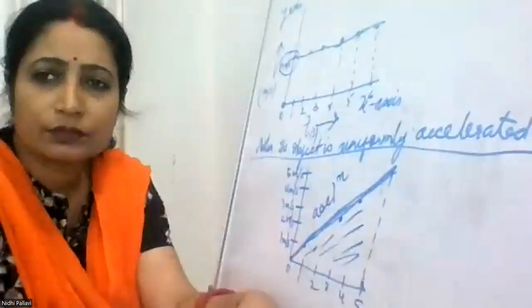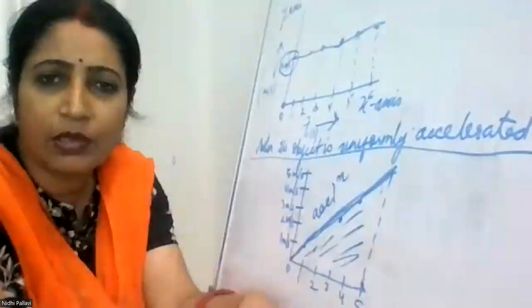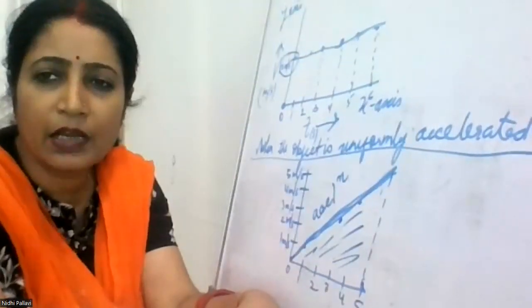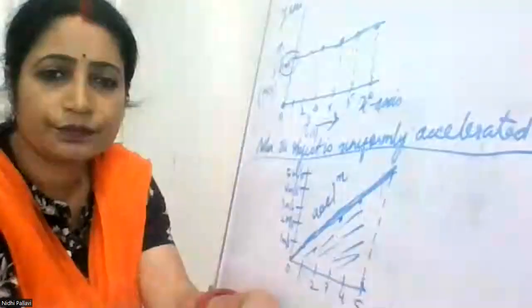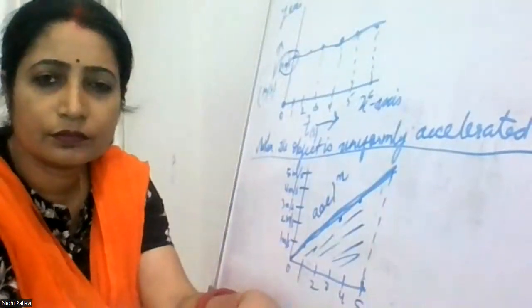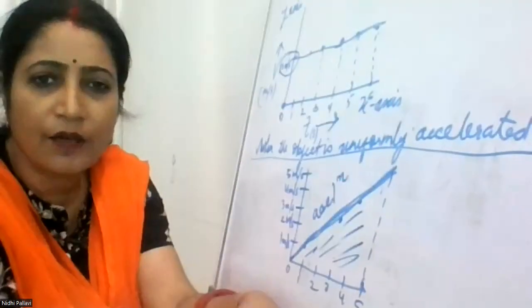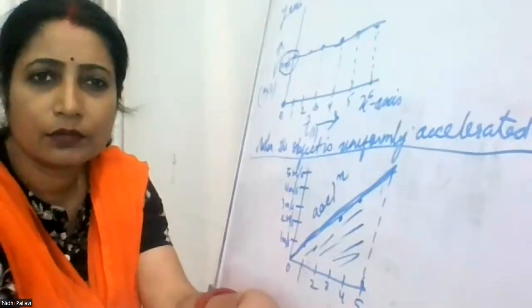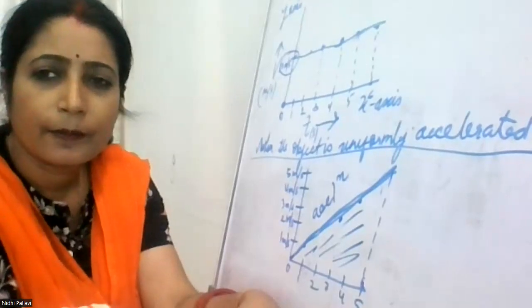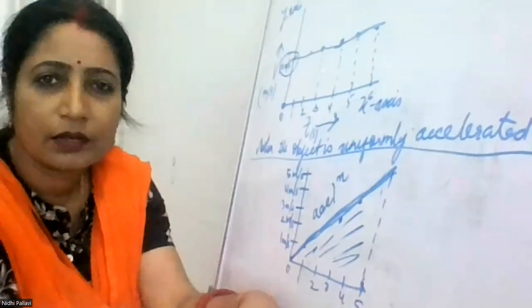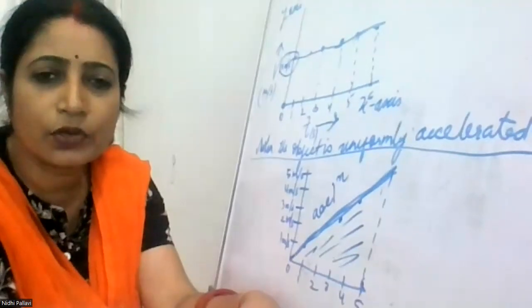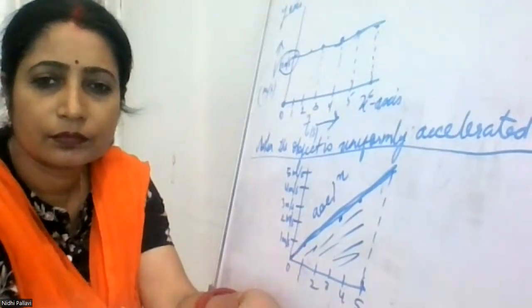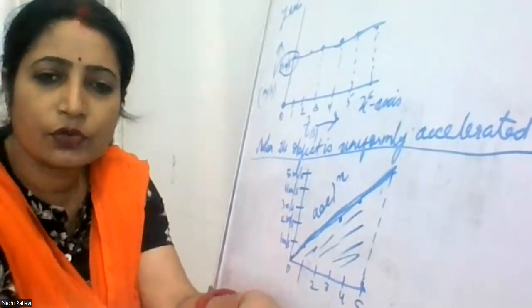You will get what? Tell me. What will you get from the area under the graph? Tell me, what will you get from the area under the graph? Displacement. Write on your chat box. Use your chat box.